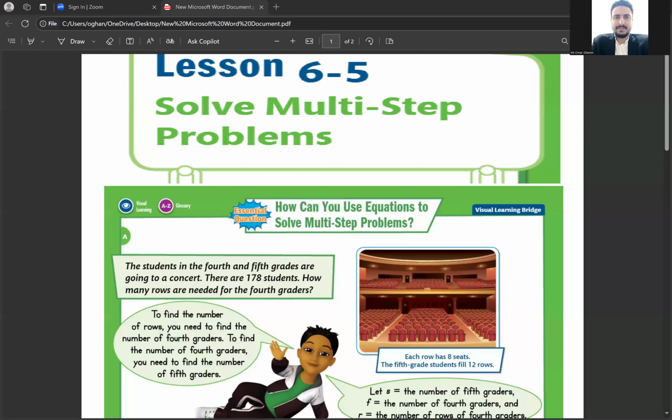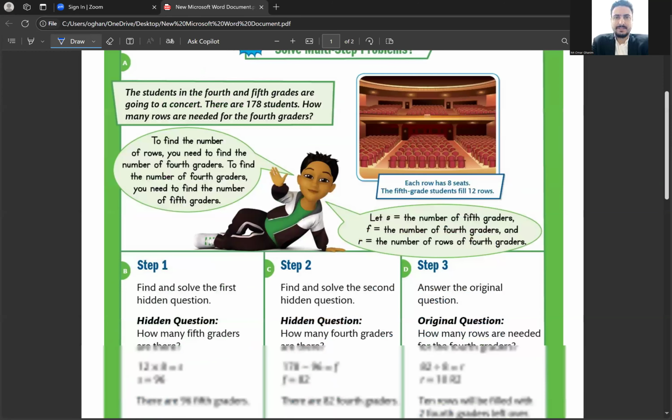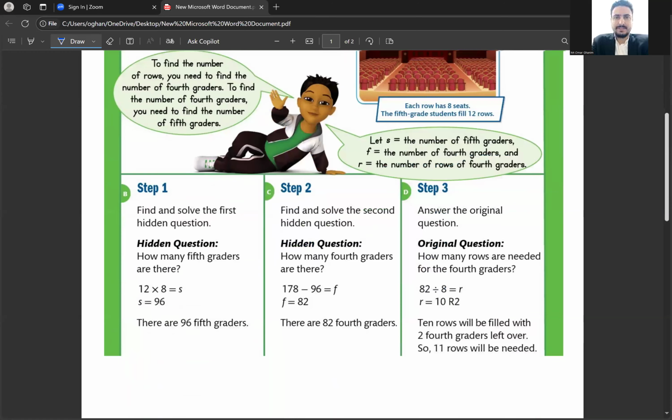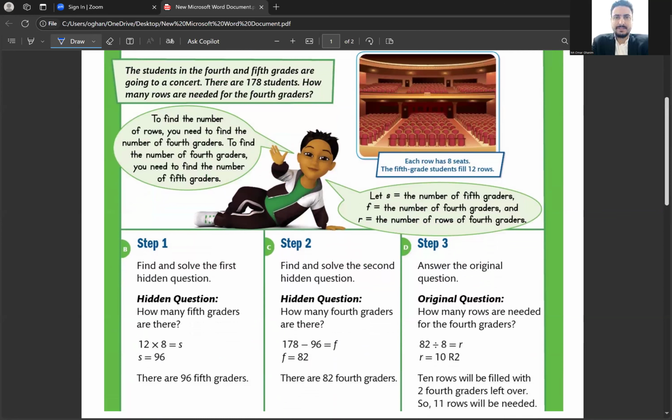Dear students, this is lesson 6.5. Solve multi-step problems. Let's discover together how do we solve and how do we think in a multi-step question. Let's start with this question.